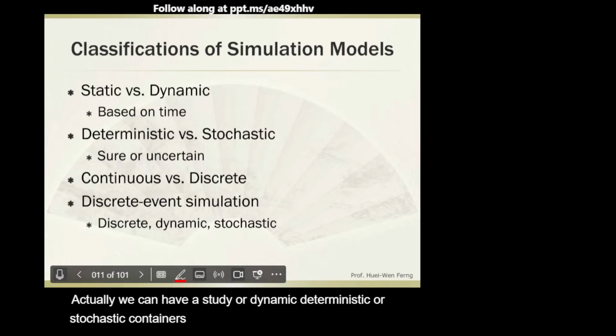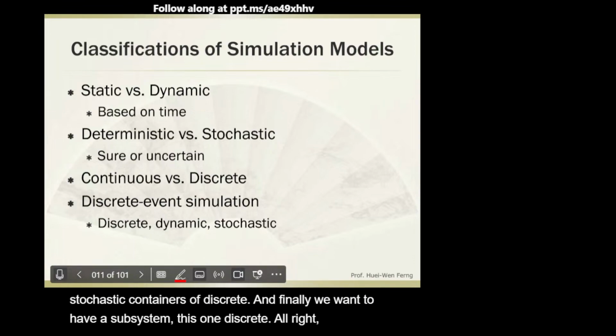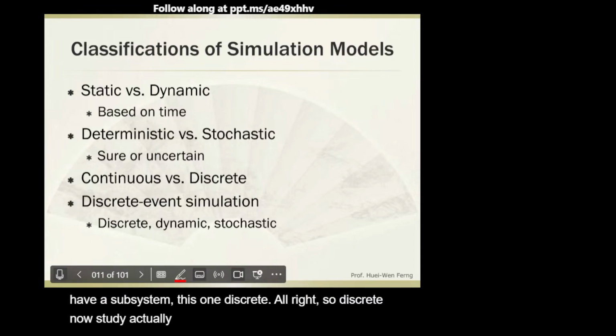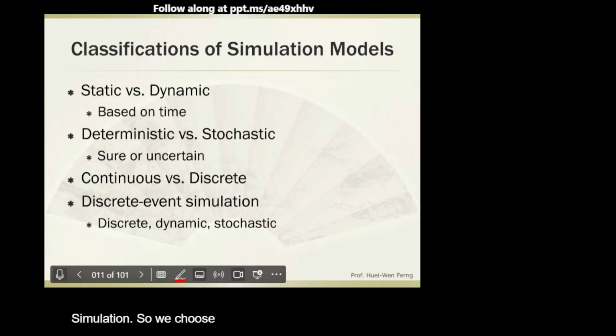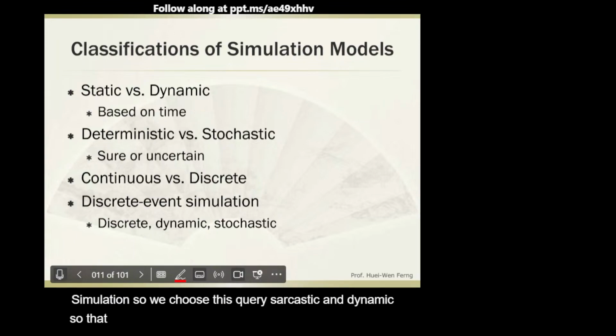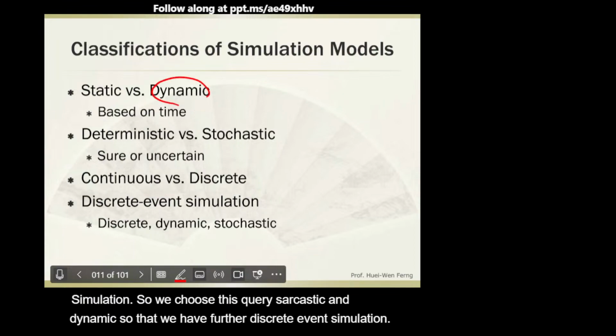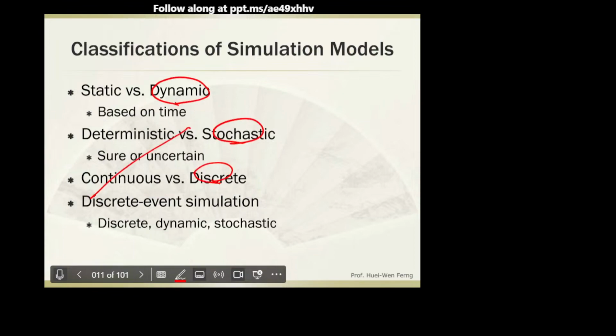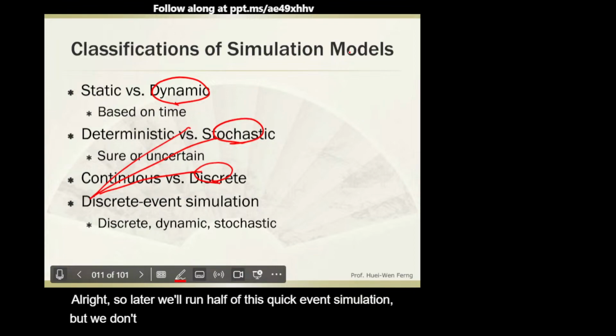And finally, we want a subsystem: discrete. Discrete, not static, actually dynamic. Discrete events actually give us a stochastic simulation. So we choose discrete, stochastic, and dynamic, so that we have the discrete event simulation. Later we will have discrete event simulation, but we don't focus on continuous systems because we want to start from a simple one.